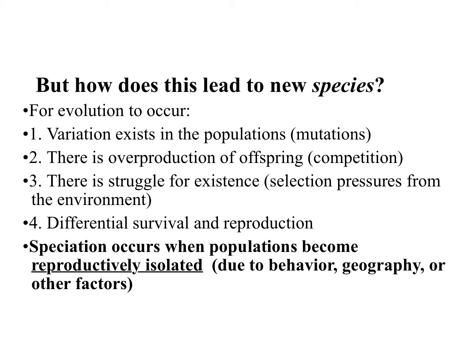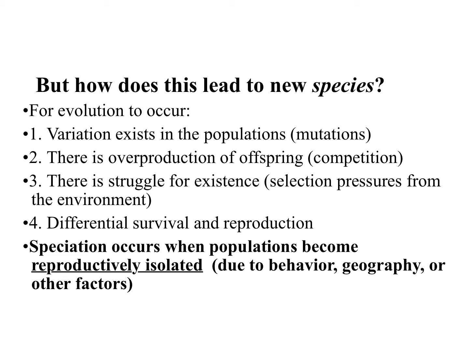And so, just a reminder, in order for evolution to occur, you have to have these 4 criteria, meaning there has to be variation in a population. So DNA has to have mutations. There needs to be an overproduction of offspring, which means there needs to be competition, so not everyone's going to survive. There needs to be some sort of struggle for existence.